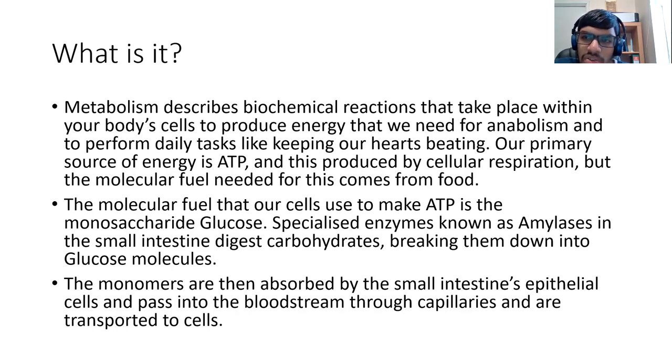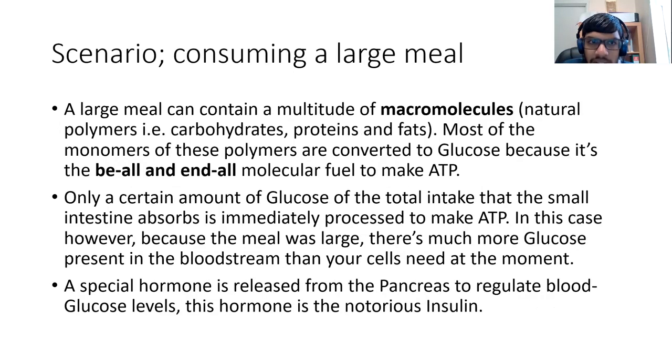And the molecular fuel our body uses to make ATP is a monosaccharide, glucose. Monosaccharide means simple sugar. And when we consume foods, especially carbohydrates, specialized enzymes known as amylases digest carbohydrates in the small intestine, breaking them down into glucose molecules. These are the monomers. And because they're small enough, the monomers are then absorbed by the small intestine's epithelial cells, and then they pass into the bloodstream directly through a network of capillaries, and they pass to the main bloodstream and are transported to cells that need it.